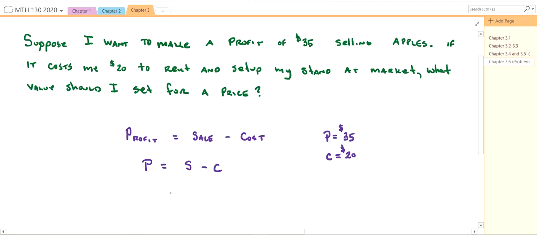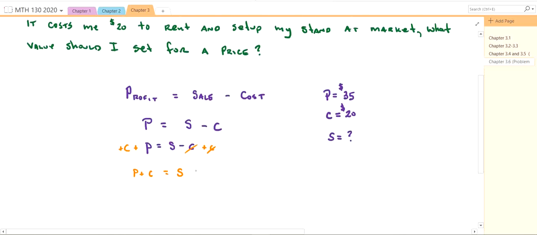So therefore, I want to solve for S. Okay? So let's do our algebra here. I'm going to add C to both sides. Gets rid of the C over here. So now I have sales equals profit plus cost.